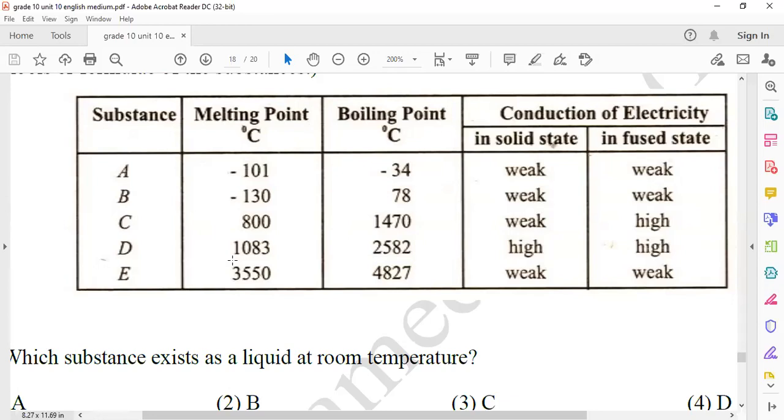Write it in front of it. Until I ask, don't tell. Write whether A is a liquid or solid or gas, what it is.